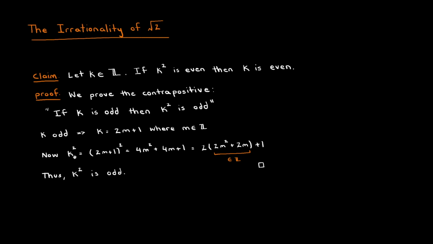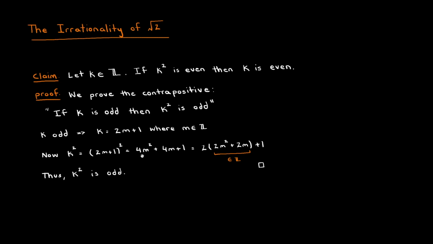Now let's consider k squared. So let's plug in 2m plus 1 for k and just square it. And then we can FOIL out and we get 4m squared plus 4m plus 1. And remember, our goal is to show that k squared is odd. And so what I want to do is actually write it in this form. I want to write it as 2 times some integer plus 1. And it's actually pretty easy to do here.